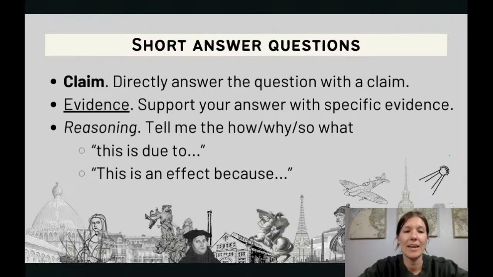So again, if you want to think about CER responses or T responses or APE or ACE responses: claim, you're going to directly answer the question with a claim. You're going to provide and support your answer with specific evidence. And then you're going to tell me the how, why, or so what. Y'all, you are not above sentence stems. If it's asking, explain an effect of whatever, you can answer with a claim, give me evidence, and say, this was an effect because. Honestly, I think those sentence stems are going to be really helpful for you because it's one less thing to think about when you get to the AP test.